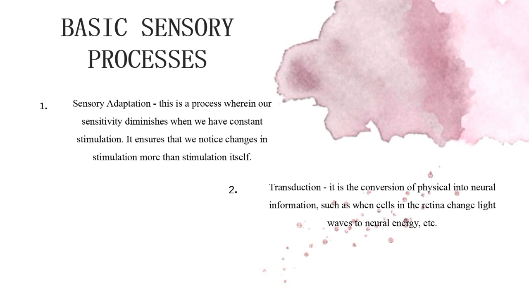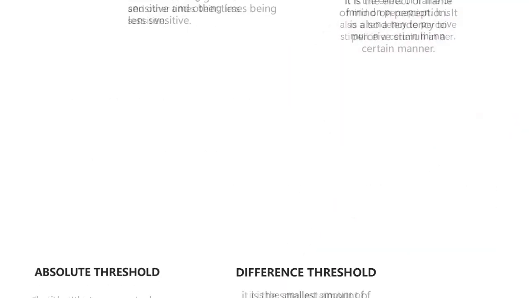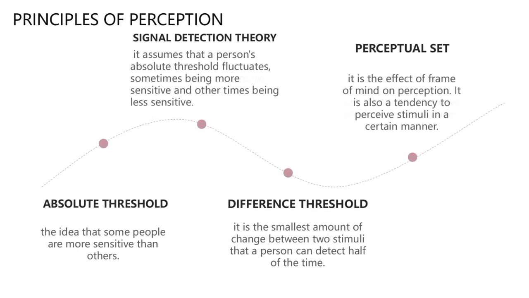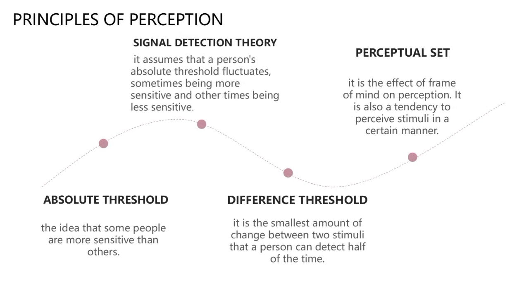Transduction. It is the conversion of physical into neural information, such as when cells in the retina change light waves to neural energy, etc. Principles of perception. Absolute threshold. The idea that some people are more sensitive than others.